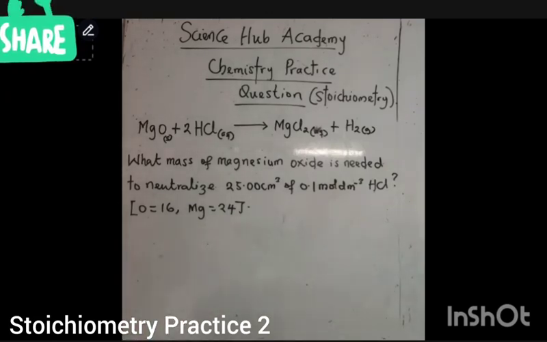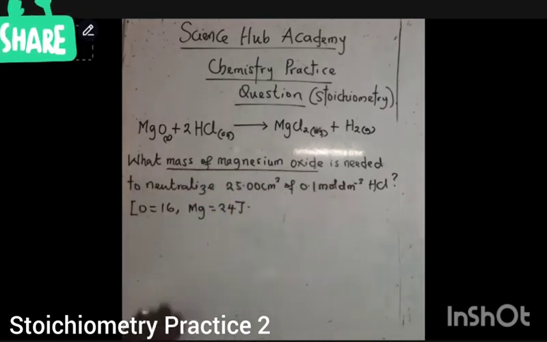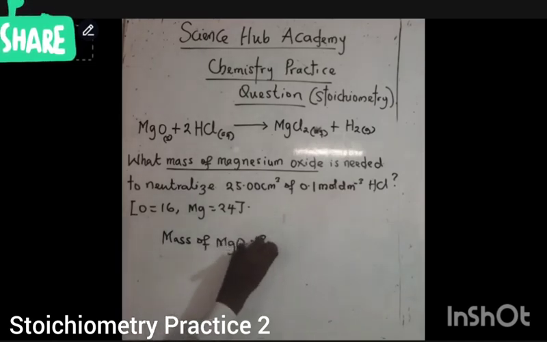This is a question on stoichiometry, and there is a need for us to understand the simple concepts required here. The first thing to do is to write down the parameters. So we are told to calculate the mass of magnesium oxide, which is what is needed in the question. So our MgO, mass of MgO, that's magnesium oxide, that is required. This is exactly what we are looking for.